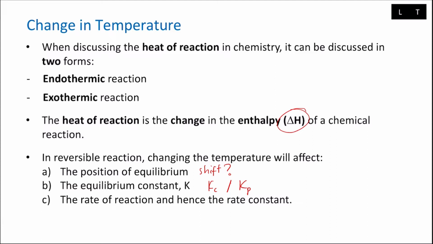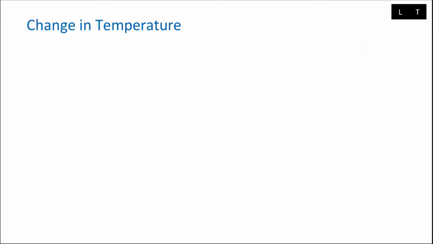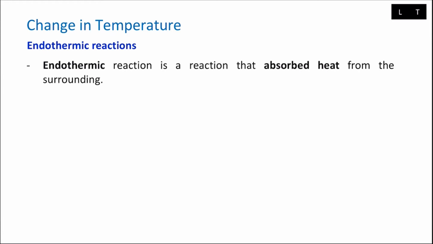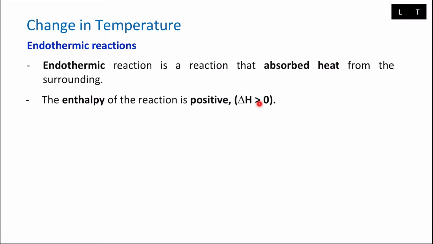So what we're gonna do first, we are going to understand about endothermic reactions first. So endothermic reaction adalah reaction that absorb the heat from the surrounding. Maknanya dia akan serap ataupun ambil heat daripada surrounding. Dan the enthalpy for this endothermic reaction is positive. So the value for delta H should be more than 0. Dan bahagian mana awak nak tulis untuk heat, awak akan letak di bahagian reactant side.